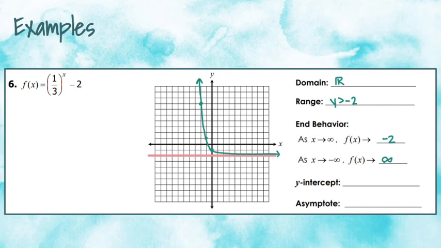Our y-intercept, on today's work, this can be any number. This might be really big, it might be a decimal, it might be anything. So I would encourage you to use your calculator to just look at the table and find the value where x equals 0. And that's what your y-intercept is going to be. Your asymptote is going to be the line that it never touches, so y equals -2.